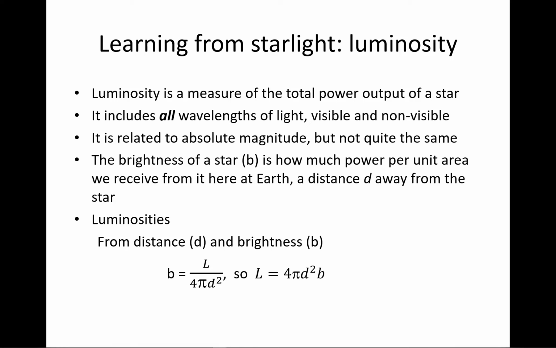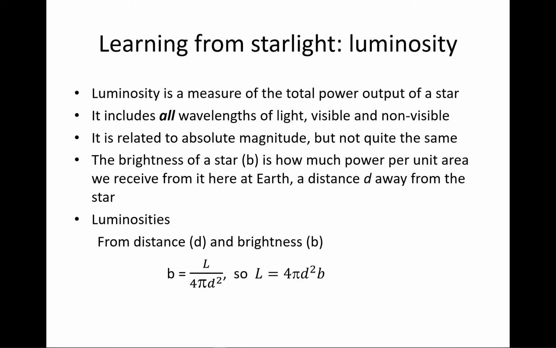Now, the reason for the 4 pi d squared down there is that the light from a star goes out in every direction, and when you're at a particular distance from the star, the light is distributed evenly over a sphere equal to the surface area of a sphere of radius d, where d is the distance to the star. Just imagine a giant sphere surrounding the star, and the light from the star is spread over that entire thing. And 4 pi d squared, or 4 pi r squared, is the surface area of a sphere.